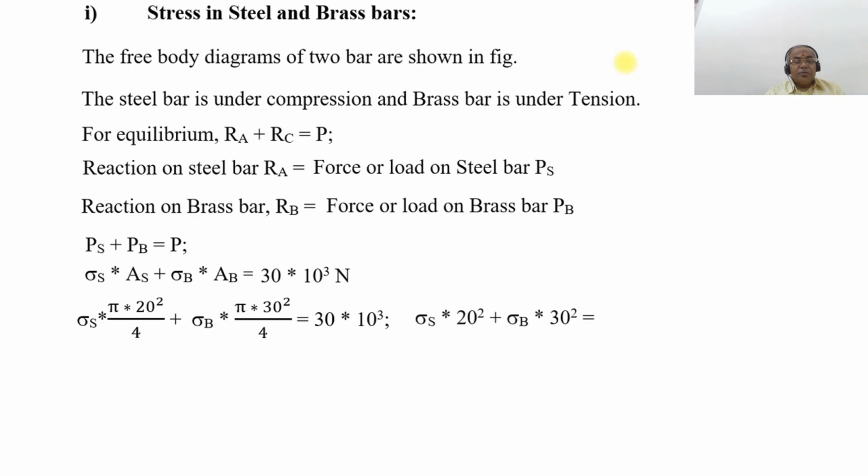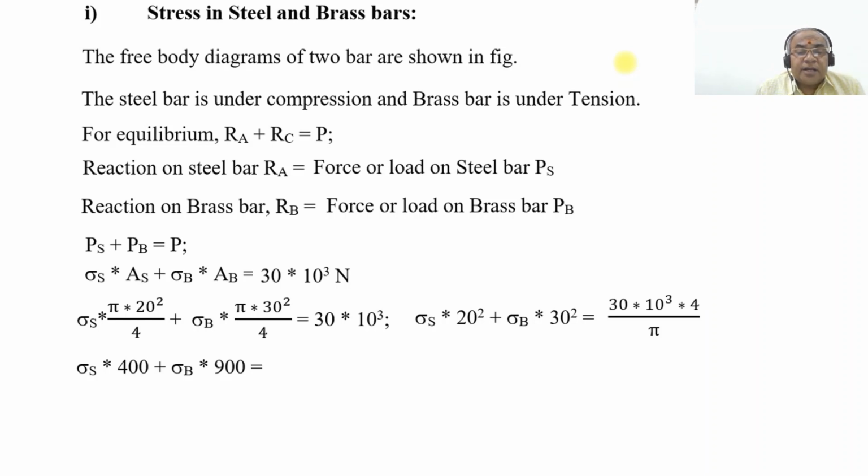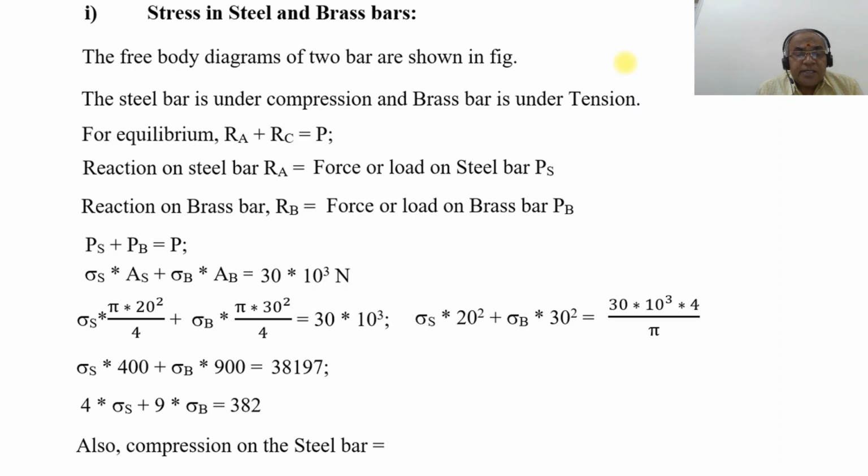So on simplification, what happens? Sigma S into 20 square plus sigma B into 30 square is equal to 30 into 10 to the power of 3 into 4 by pi. So on simplification, sigma S into 400 plus sigma B into 900 will be equal to 38197. So you divide throughout by 10: 4 into sigma S plus 9 into sigma B will be equal to 382.